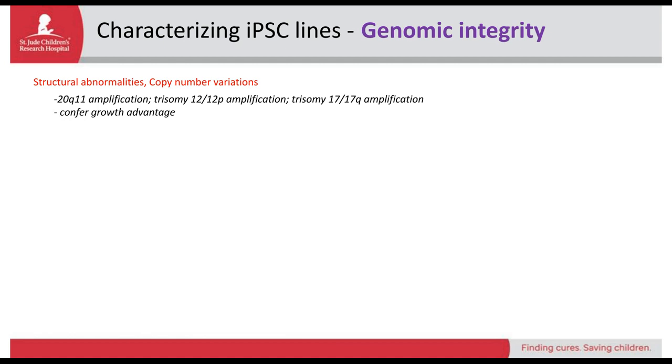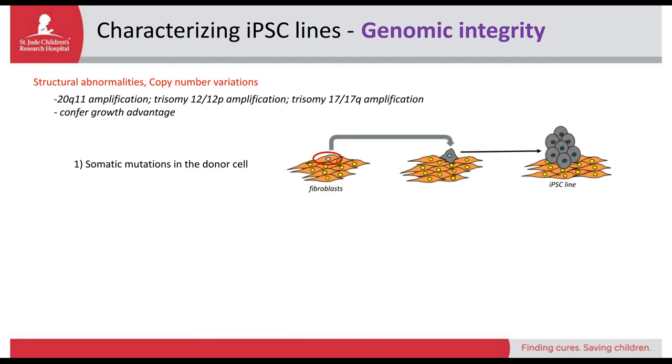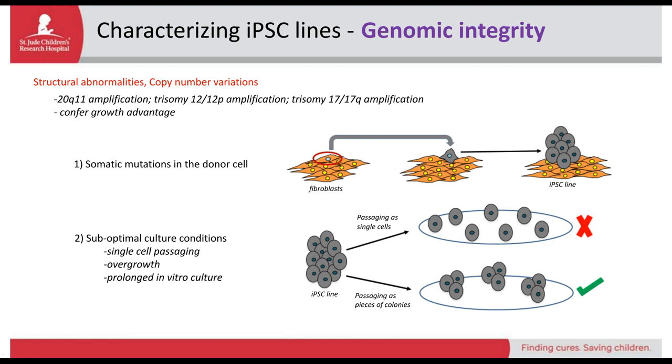Now, what is the reason for these structural variations in iPS lines? There are several causes. For example, if your donor population is carrying a specific cohort of somatic mutations, that basically gets carried on to the iPS line that was generated from reprogramming that particular donor cell. Another reason could be suboptimal culture conditions. We know that the longer you culture iPS lines in vitro, the more the chances of them acquiring genomic problems as well as epigenetic mutations.